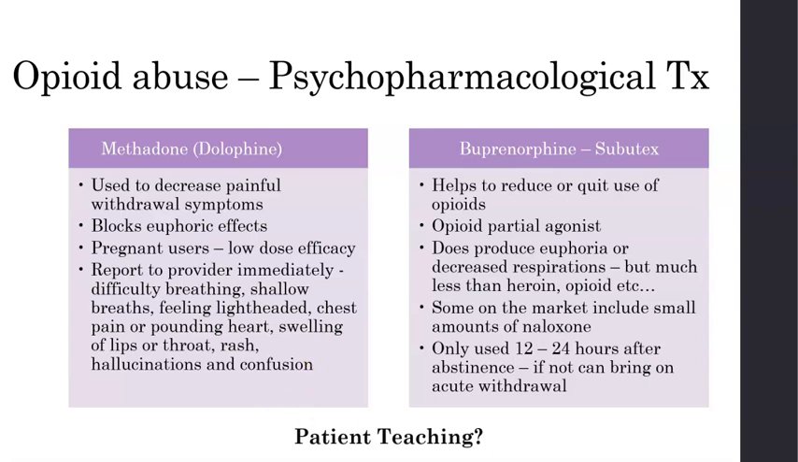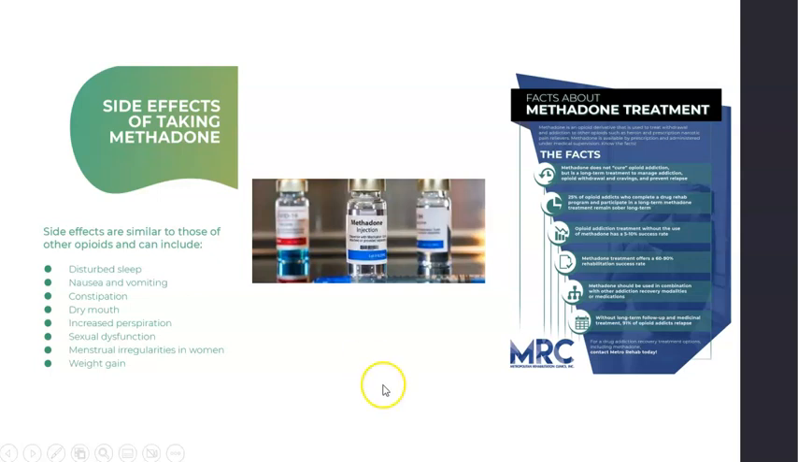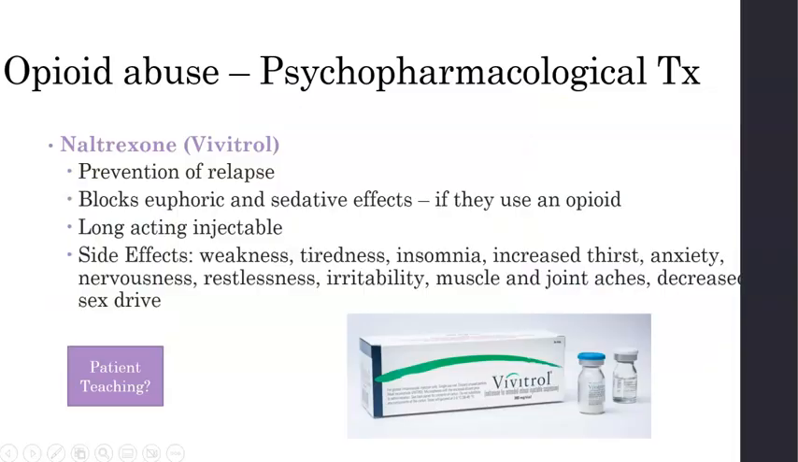Methadone does have some pretty serious side effects we do have to watch out for, just to keep an eye on the patient. Both of these do have side effects. Some of the side effects of methadone listed right here are honestly extremely similar to opiates. Constipation is a big one, and we'll see that with methadone and buprenorphine.